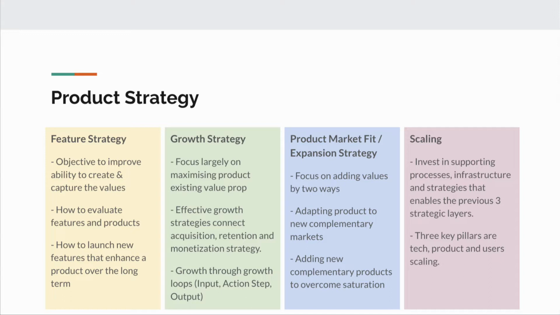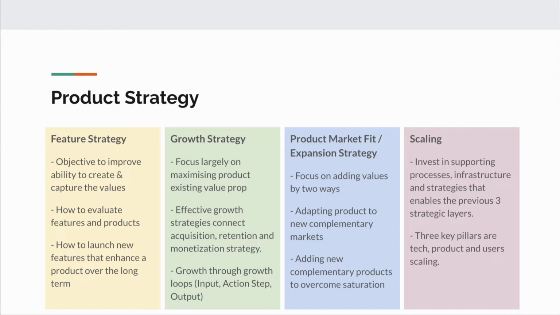The growth strategy mostly focuses on maximizing the product and the existing value proposition for that product, and effective growth strategies connect acquisition, retention, and monetization. In growth loops, we have inputs, action steps, what actions we made on it, and what we got as an output.